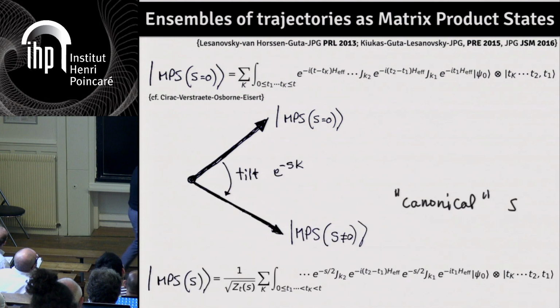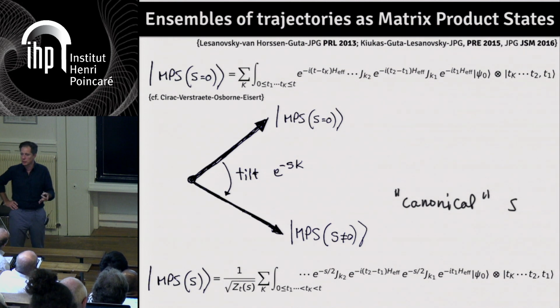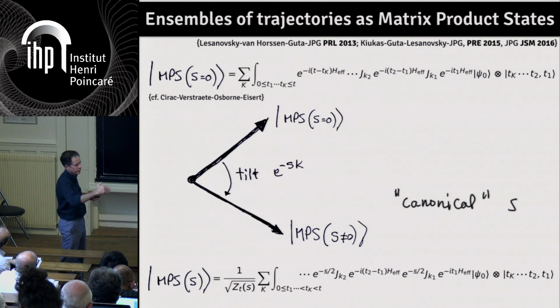But when I count, I tilt. So when I'm counting, I'm trying to understand what's the ensemble of trajectories, not as the dynamics gives it to me, but reweighted by e to the minus s times some observable, for example, the total number of emissions. So now I'm associating to each trajectory a weight e to the minus sK. It's related to tilting the operator, as I said before. And that gives rise to a different vector, and that's this matrix product state, which has essentially the same structure, except every time there is a jump, there is an e to the minus s factor, because the amplitude is e to the minus s over 2.